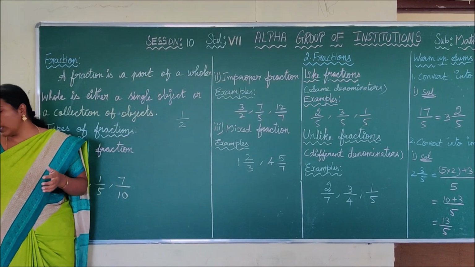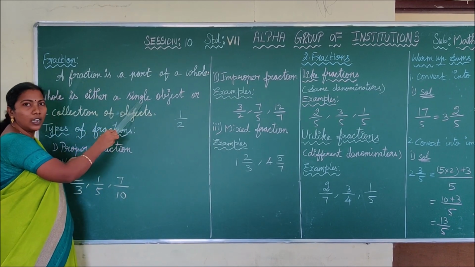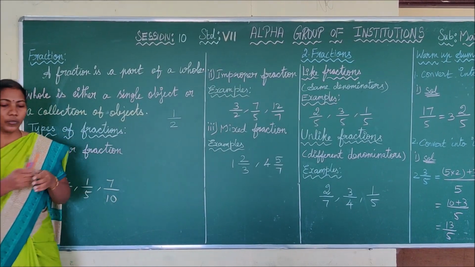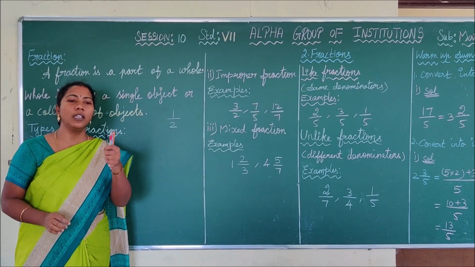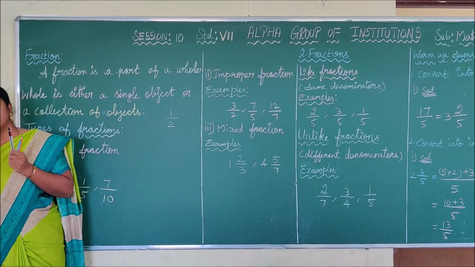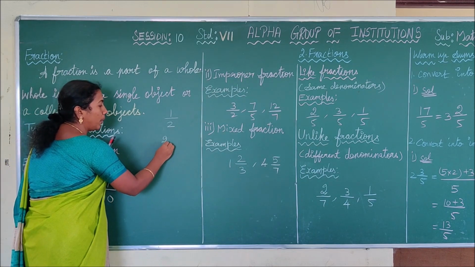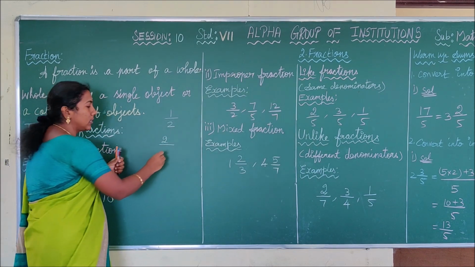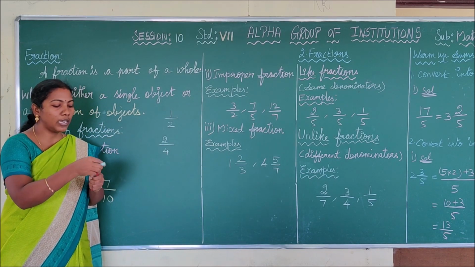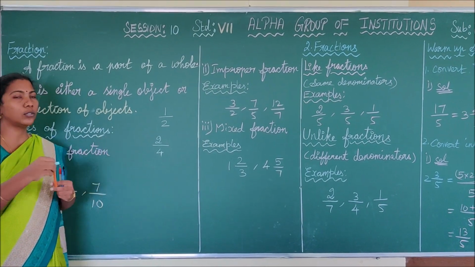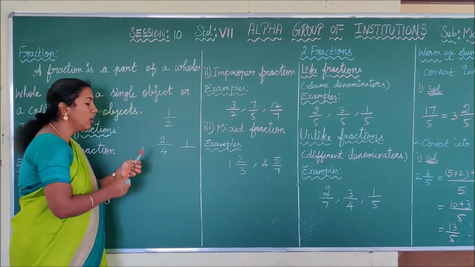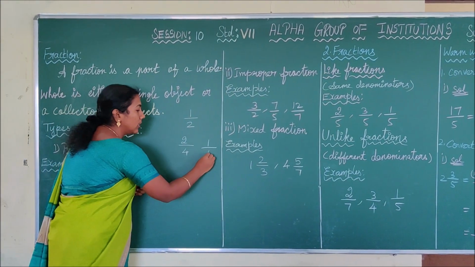Here also in the definition they gave, whole is either a single object or collection of objects. See here children, I have a collection of pens with me, that is 4 pens. Now I am going to select 2 pens from this collection. How can you write the selected pens? I have selected 2 pens among the 4 pens. So to denote the selected pens, we also use the fraction. Now I am selecting only 1 pen among the 4 pens. So how can you write it? I have selected only 1 pen. So 1 by, what is the total number of pens? 4. Thus 1 by 4.